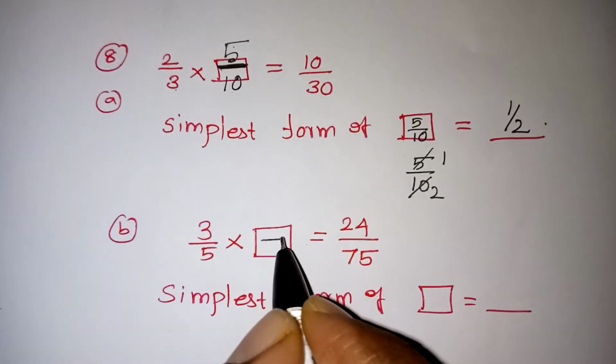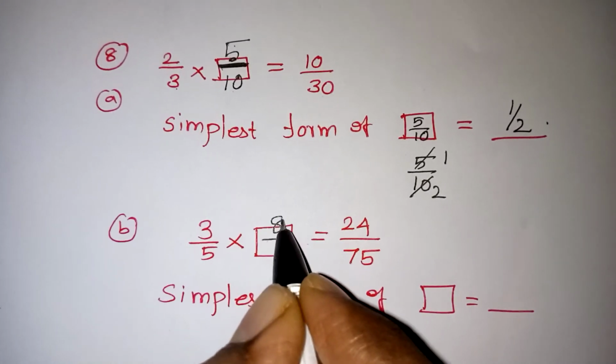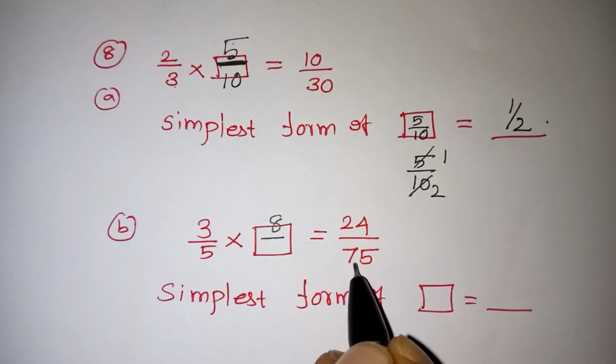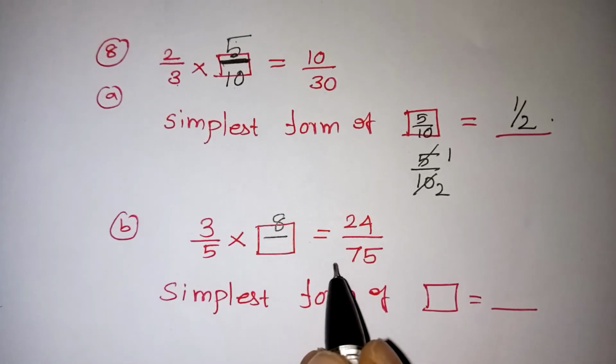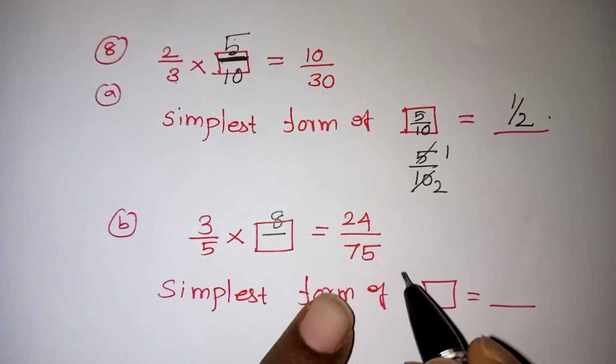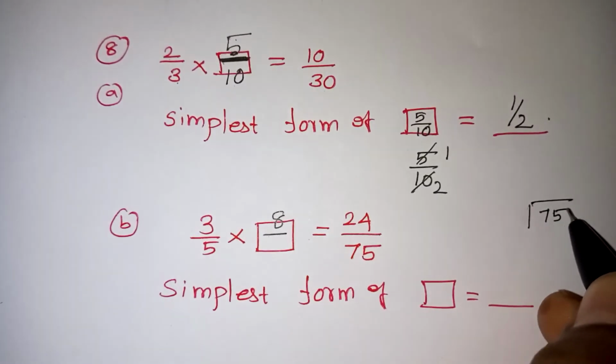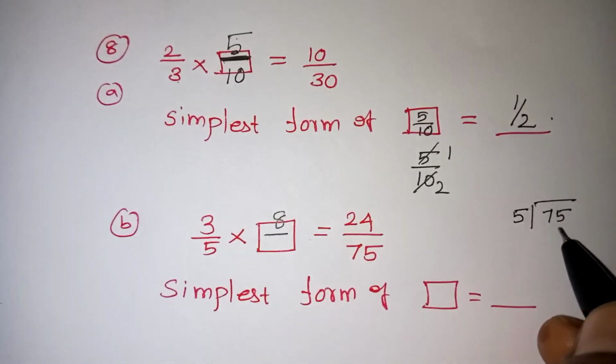You all know the 3 table. So 3 8s are 24, you will be getting. Now 5 into what number will give you 75, they are asking. In the 5 table, how many times will 75 come? If you know, you can write it directly. Otherwise, you just divide 75 by 5 to find out how many times it will come.